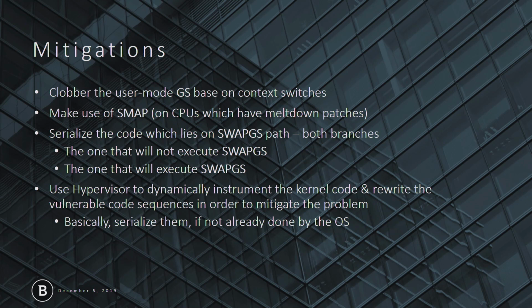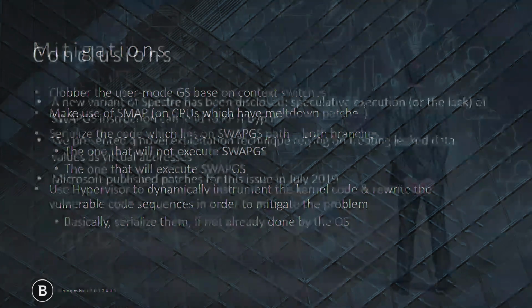You could also use techniques such as clobbering the user mode GS on context switches. You could make use of supervisory mode access prevention if the CPU has the Meltdown patches, or you could instrument the kernel yourself and serialize the SWAPGS branches yourself.